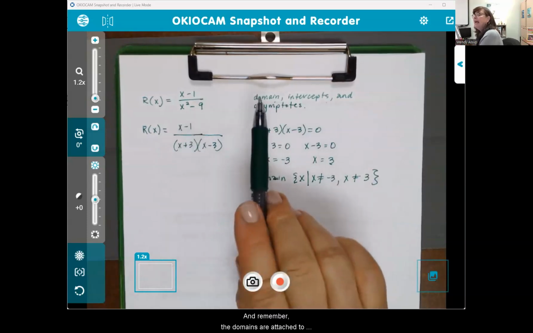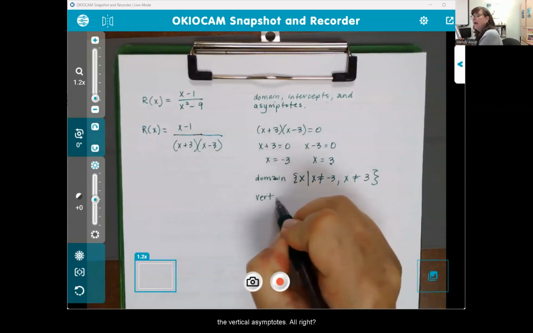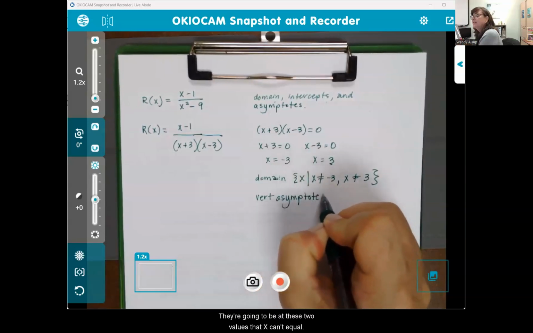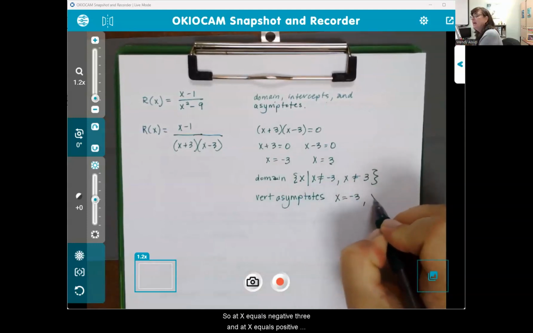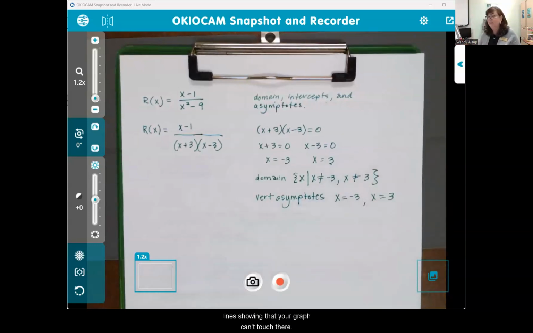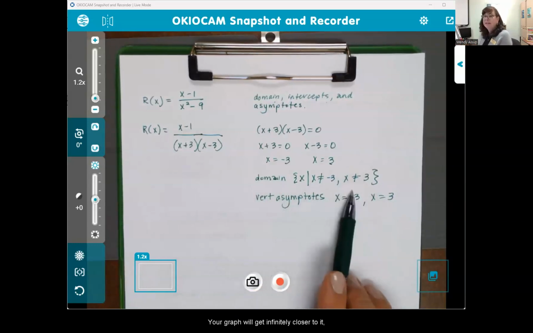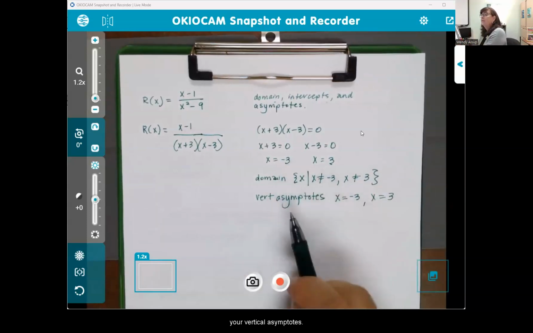And remember that domains are attached to the vertical asymptotes. All right, so where are our vertical asymptotes? They're going to be at these two values that x can't equal. So at x equals negative 3 and at x equals positive 3, you're going to have vertical lines showing that your graph can't touch there. Your graph will get infinitely closer to it, but it will never touch it. All right, then that's your domain and your vertical asymptotes.